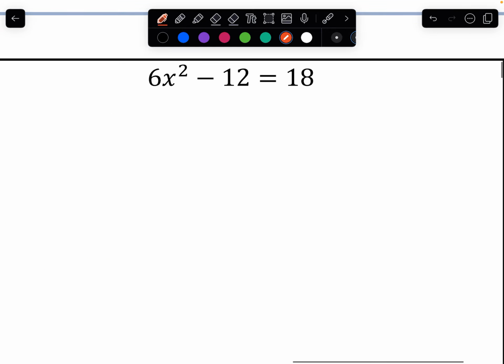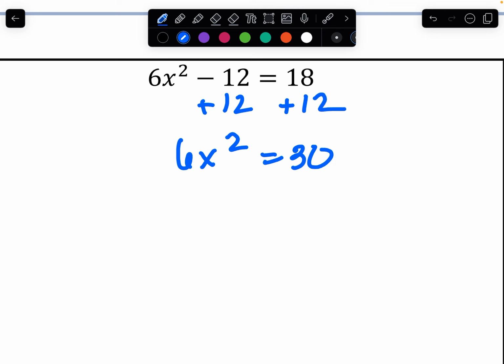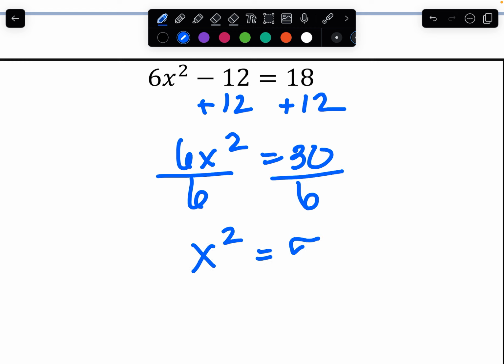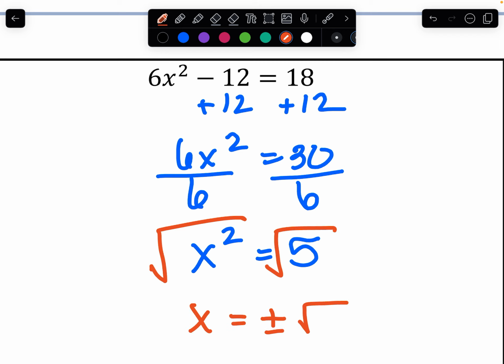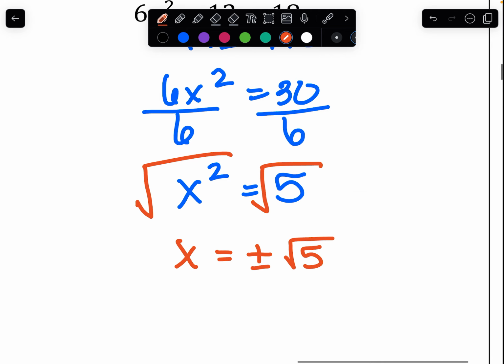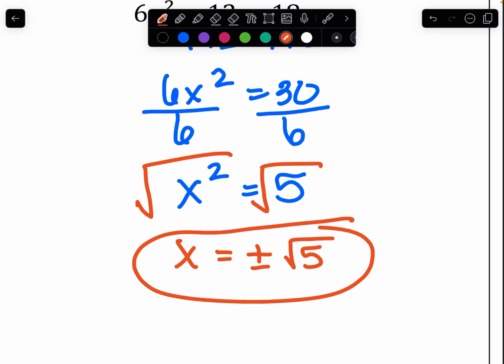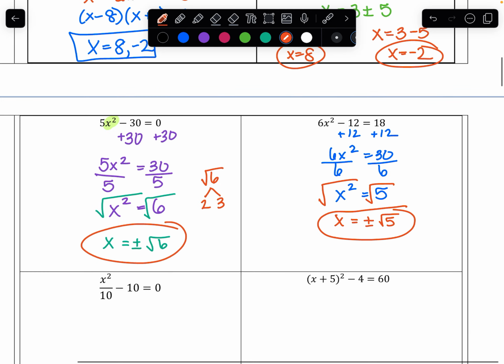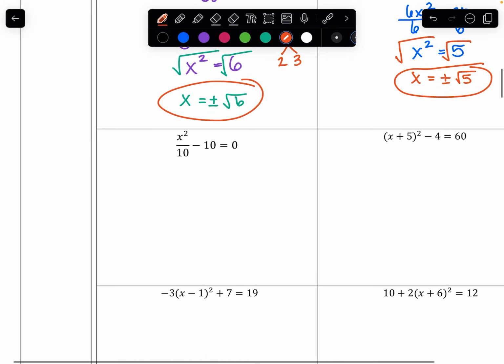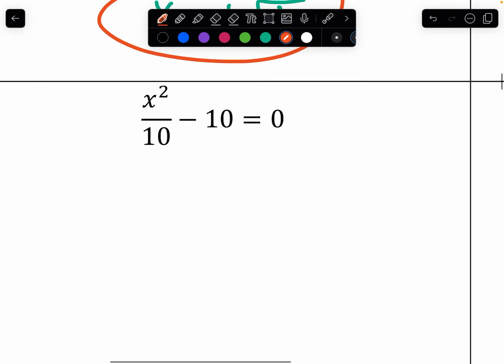Here we go. So I'm going to isolate my x squared term. So we get 6x squared equals 30. Divide both sides by 6 to get x squared equals 5. This is where we would take the square root of both sides to get x equals plus or minus the square root of 5. Well, again, in this case, 5 is a prime number, so that is our answer. Okay, next one.